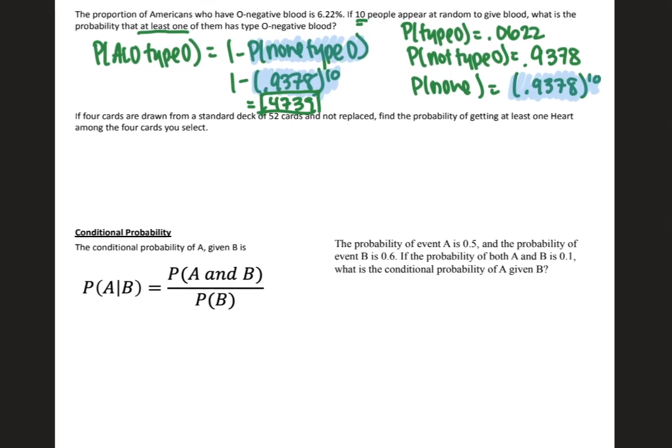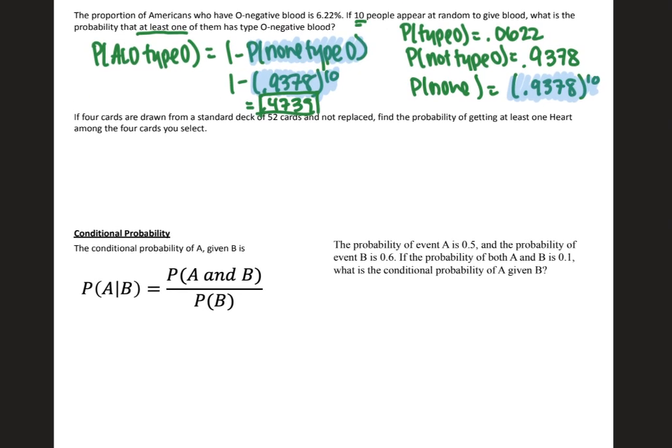All right. So lastly, if 4 cards drawn from a standard deck of 52 cards are not replaced, find the probability of getting at least 1 heart among the 4 cards you select. So again, I'm going to rewrite this in terms of the rule. So the probability of at least 1 heart is 1 minus the probability that none of them are hearts. So let's figure out this probability. Again, we're figuring out the probability of none.